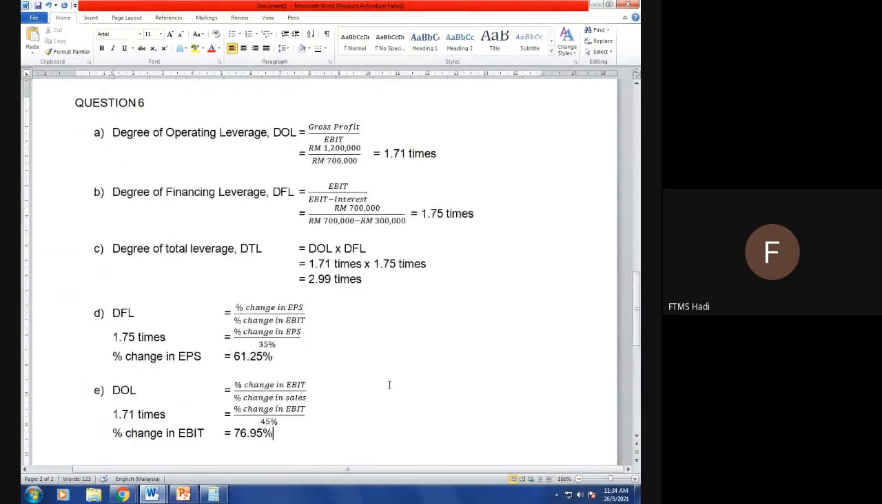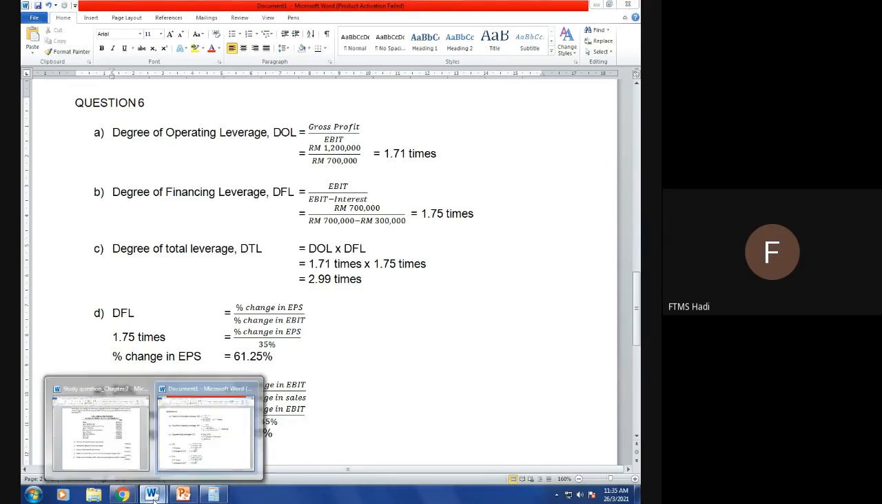You can snap the picture here. Let me know if you are done. Done, sir. How about the others? The other questions follow the same procedure. You need to calculate DOL first, then DFL, then DTL, and then two questions related to playing with figures. Let's have a look at the other question.